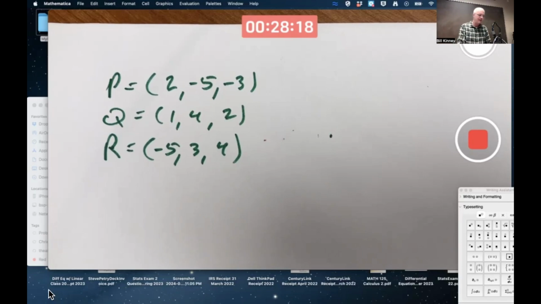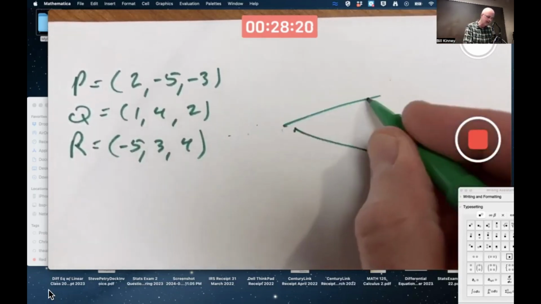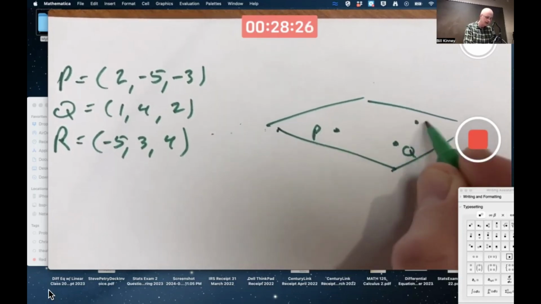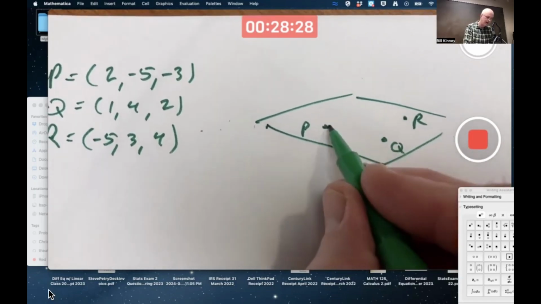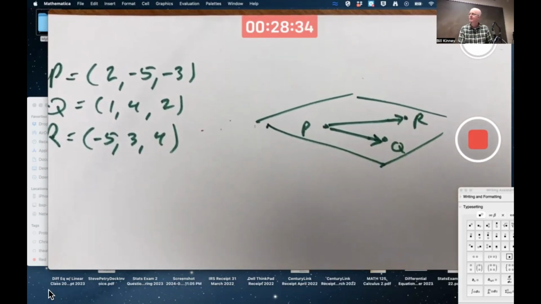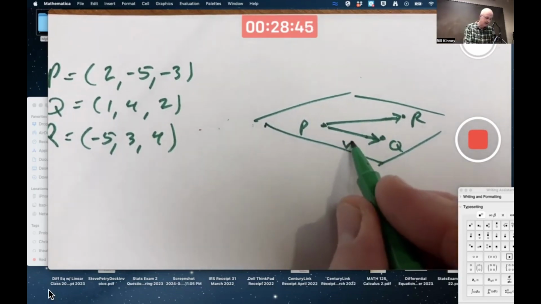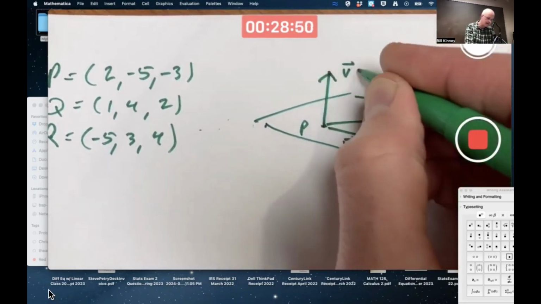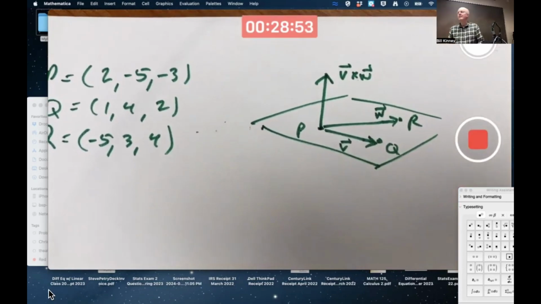The basic idea of how to determine and describe the plane that these points are in, they determine a plane, is to figure out a couple of displacement vectors, say from P to Q and P to R, and determine a vector perpendicular to this plane using those 2 vectors. Take their cross product. Call this vector V and this vector W. The cross product with the right-hand rule is going to be a vector like this, perpendicular to both of them and therefore perpendicular to the plane.